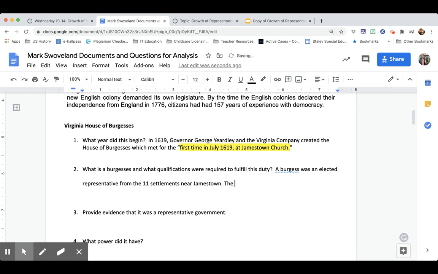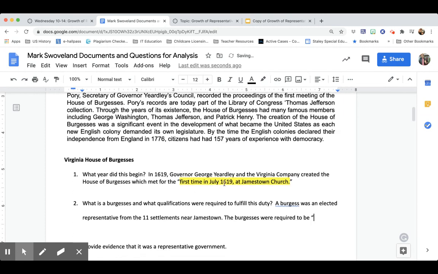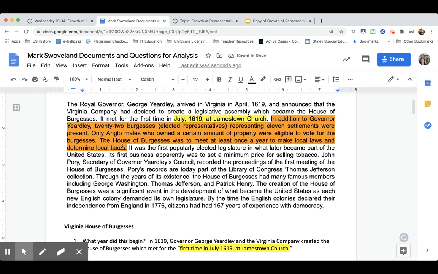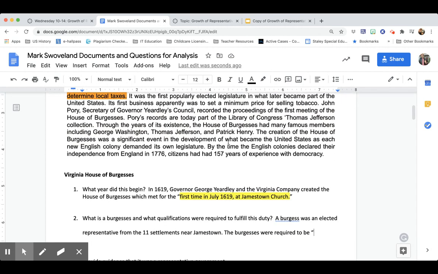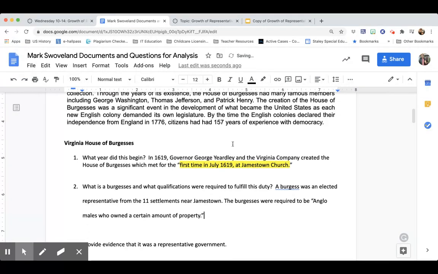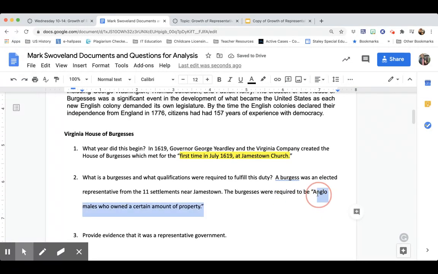Okay, so I'm going to say the burgesses were required to be, and then let's go ahead and put a quote in here so that we can use a little bit more text evidence. The quote would be, only Anglo males who owned a certain amount of property were eligible to vote for the burgesses. So I'm going to put, were required to be Anglo males who owned a certain amount of property. Okay, so we've got our second quote in here. You guys can go ahead and write this one down.